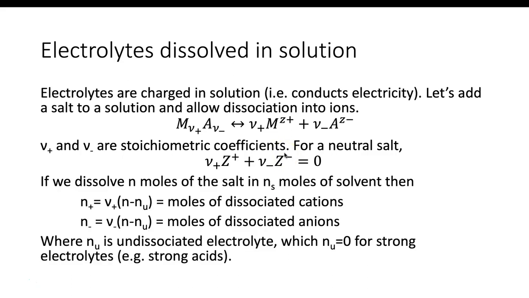And if we were to dissolve a certain number of moles of the salt in a certain number of moles of solvent, we have N plus, so this is number of moles, minus, and the undissociated. If it's not a strong electrolyte, then it won't completely dissociate, so we need to account for the undissociated. So we have our moles of cations and anions discussed. So if we have a strong electrolyte, then this N sub U is equal to 0. So we have none of that.